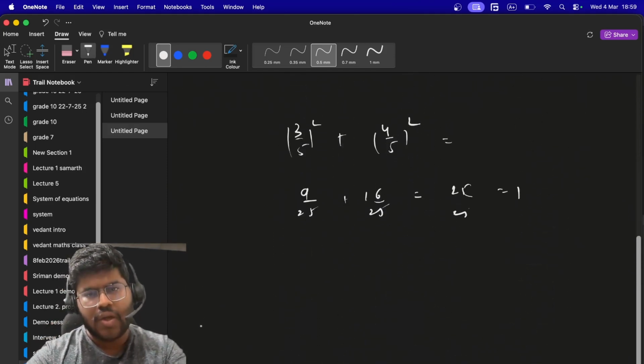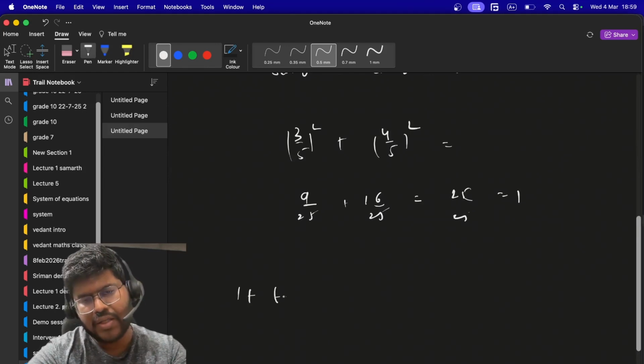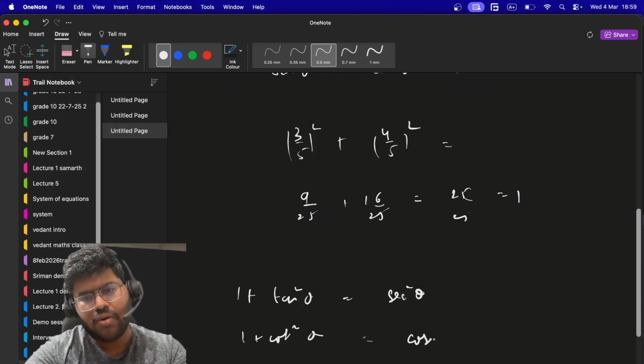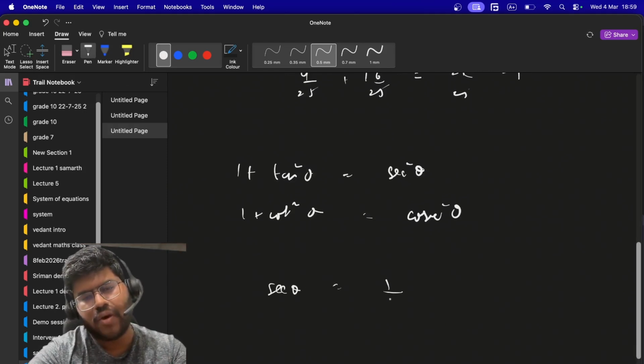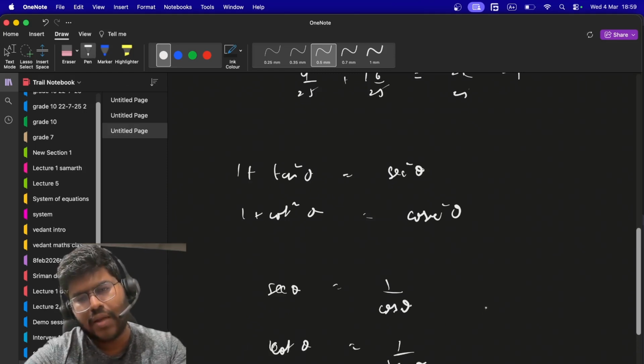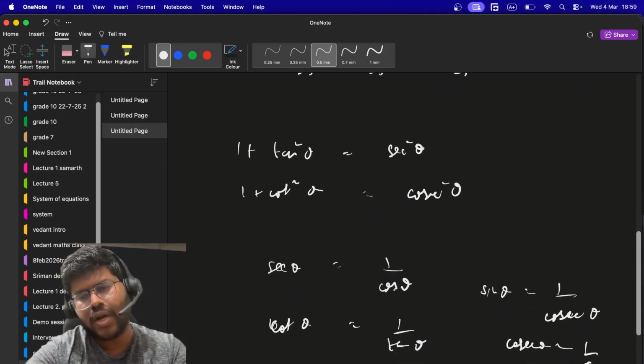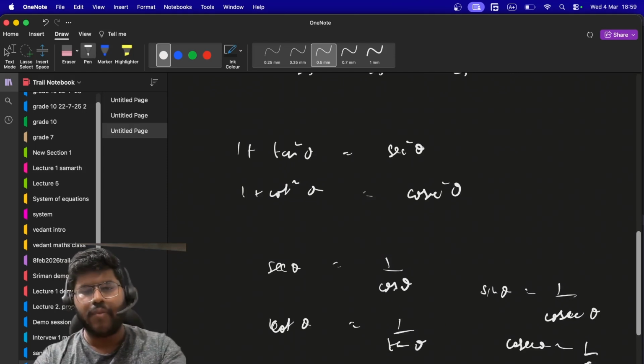On similar grounds, we can prove the rest of the two identities, which are 1 plus tan square theta is equal to sec square theta, and 1 plus cot square theta is equal to cosec square theta, where the main point to note is that sec theta is 1 over cos theta, and cot theta is equal to 1 over tangent of theta, and then sin theta equals 1 over cosec theta, or cosec theta is equal to 1 over sin theta, right? So that is to be kept in mind, right?